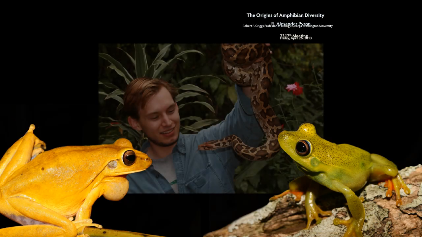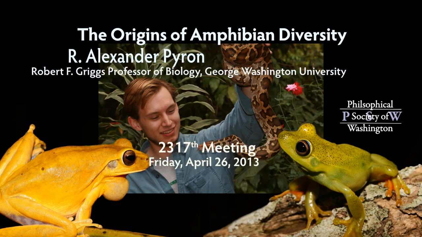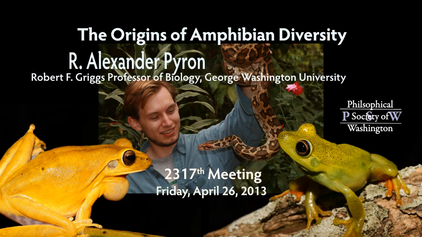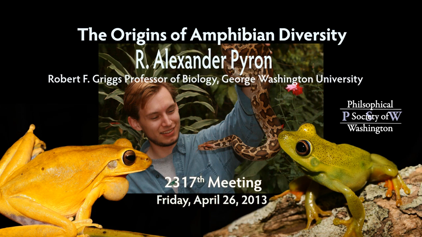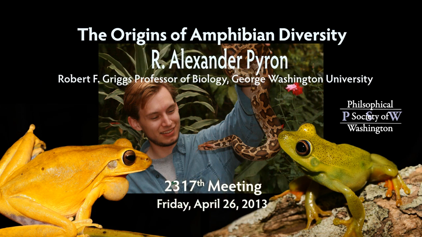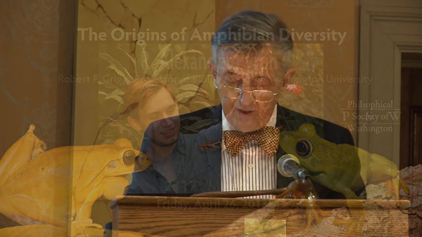R. Alexander Pyron is the Robert F. Griggs Assistant Professor of Biology at the George Washington University. His research focuses on the deep evolutionary history and recent ecological interactions of reptiles and amphibians around the globe. Professor Pyron maintains active field work in Brazil and Sri Lanka. He received his Bachelor of Science in Biology from Piedmont College and MS and Master of Philosophy and PhD from the City University of New York.